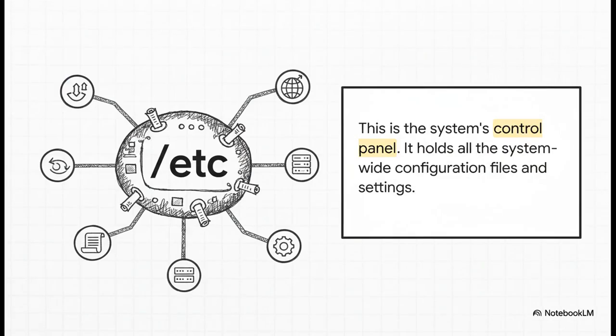And then we have /etc. This place is kind of like the system's control panel, or its brain. It holds all the system-wide configuration files. You know, the settings that tell programs how to behave, or tell your network how to connect. All that important stuff lives right in here. As you get better with Linux, you'll be spending a lot of time in /etc.